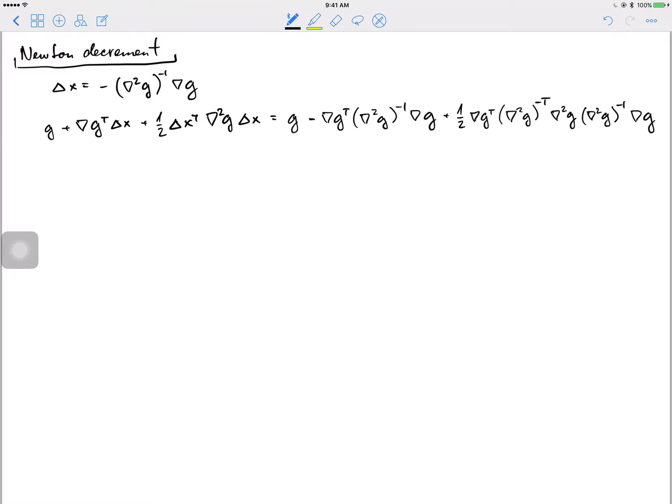But the good thing is that you can probably see this will cancel, right? And the transpose of the Hessian inverse doesn't matter because the Hessian is symmetric, okay? So this is the same as just the inverse, because the transpose doesn't matter when it's symmetric. So if you put this, okay, let me do it in steps. This actually reduces to 1/2 of gradient g transpose. Now comes the inverse Hessian.